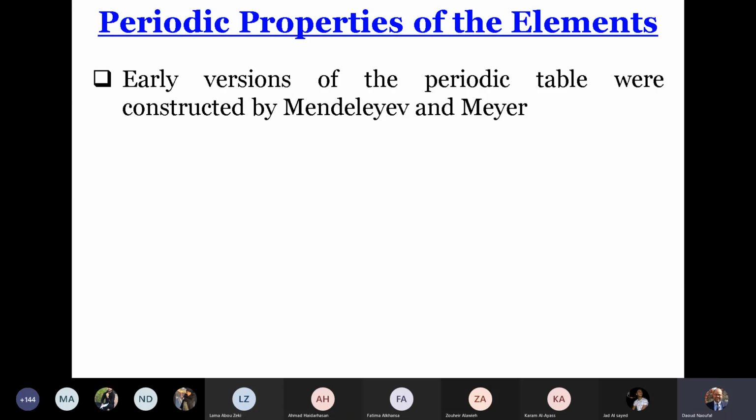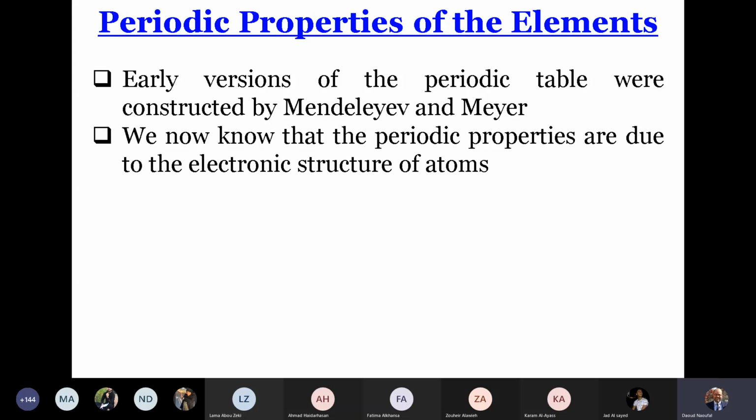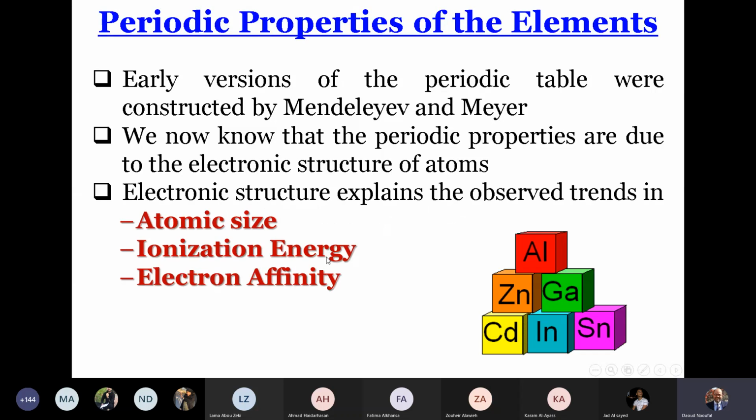The early versions of the periodic table were constructed by Mendeleev, and we now know in the modern periodic table that the periodic properties are due to the electronic structure of the atom, especially of the valence electrons. The importance of the periodic table is that it makes reading the properties of elements easier, and we will study the following properties: the atomic size, the ionization energy, and the electron affinity.